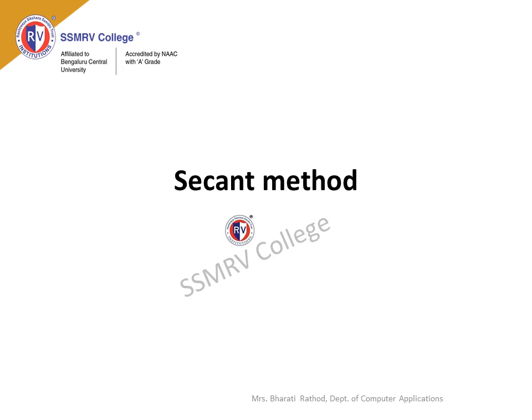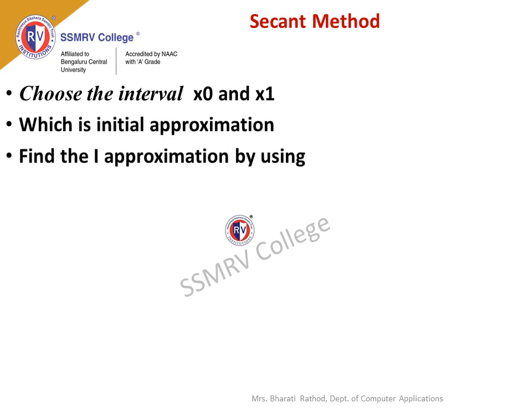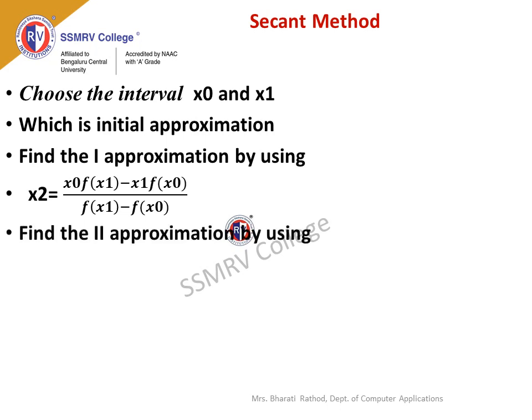Secant Method. Choose the interval x0 and x1, which is the initial approximation. Find the first approximation by using x2 equal to x0 into f of x1 minus x1 into f of x0 divided by f of x1 minus f of x0.